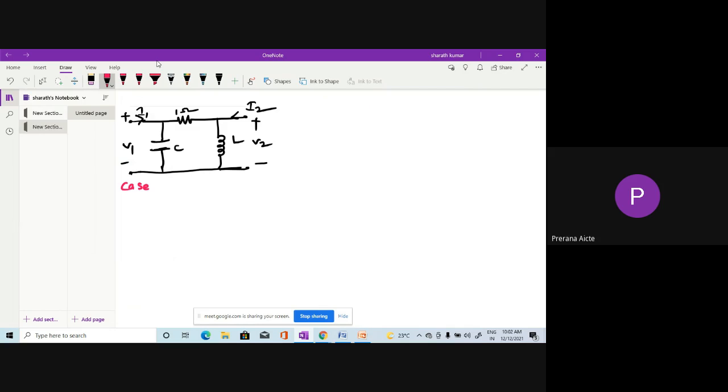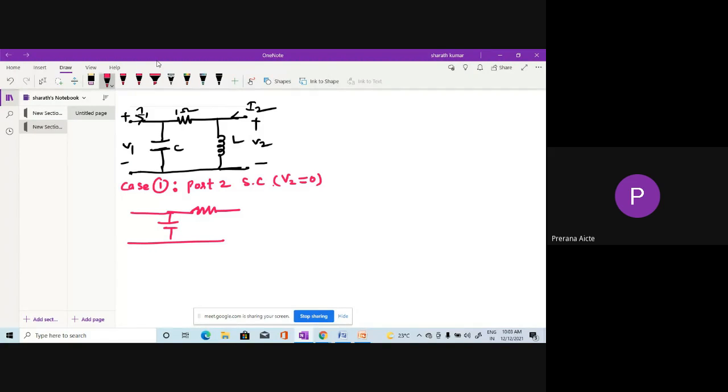Case 1: port 2 short circuited. Short circuit means current is available, but voltage is going to be zero. So no need to mention current, since obviously it is there in the short circuit. The voltage is going to be zero. Which voltage? The port 2 voltage, V2, because it is subjected to port 2. And the circuit is redrawn. We have a capacitor and a resistor here.